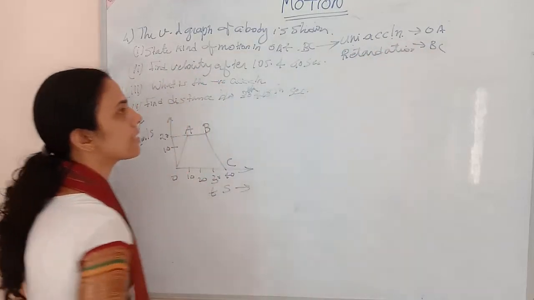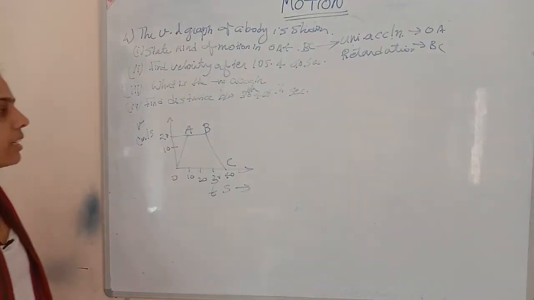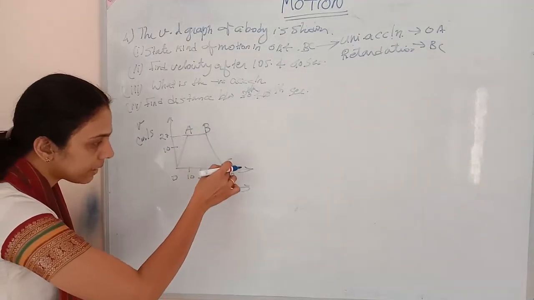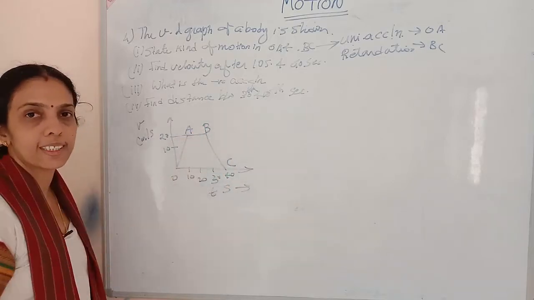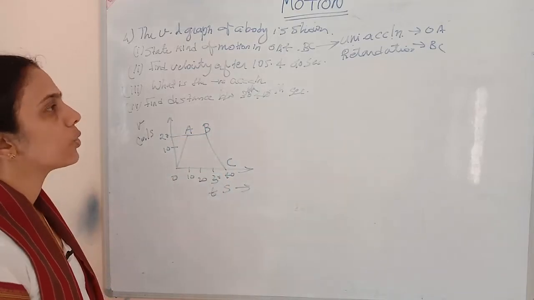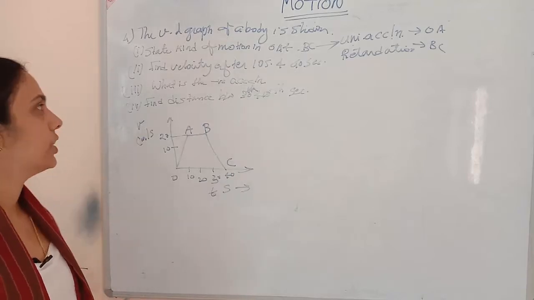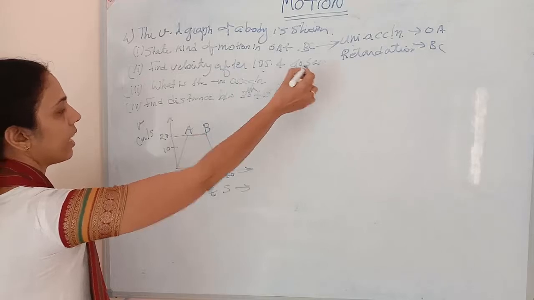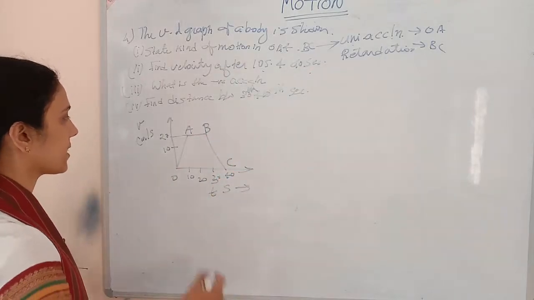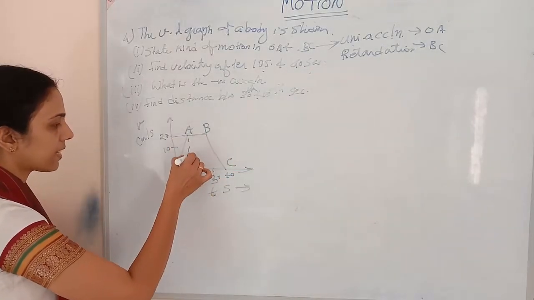Okay, it is in retardation there. Velocity is decreasing with respect to time, isn't it? As time increases, velocity is decreasing, so it is uniform retardation. Next is, find the velocity after 10 seconds and after 40 seconds. What is the velocity after 10 seconds?